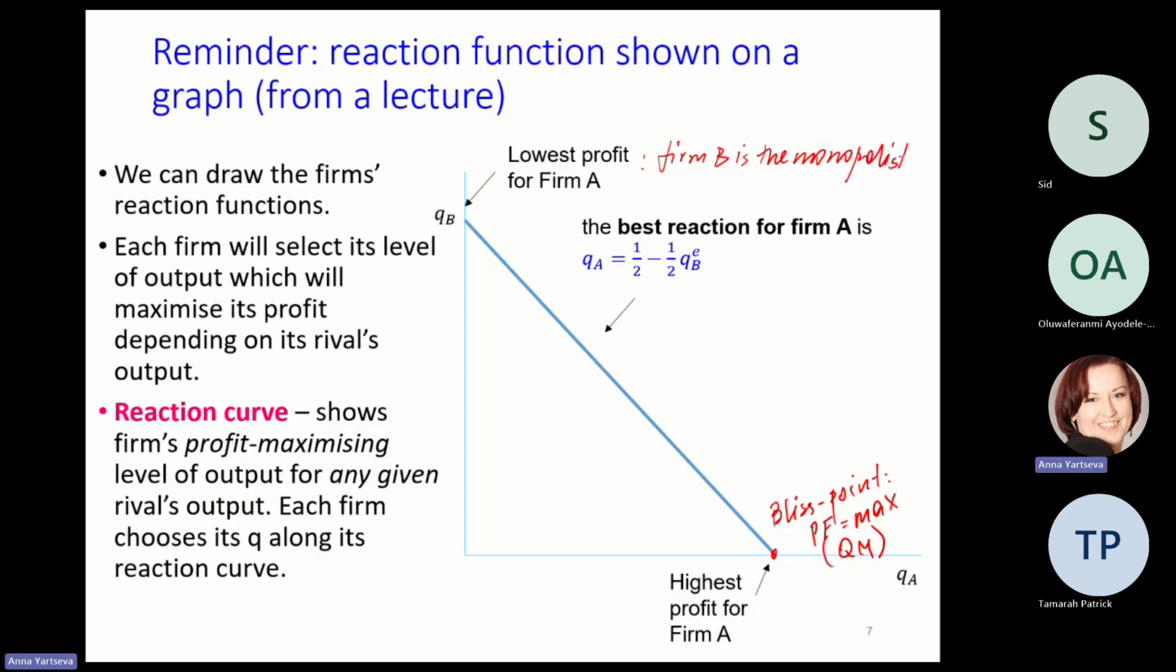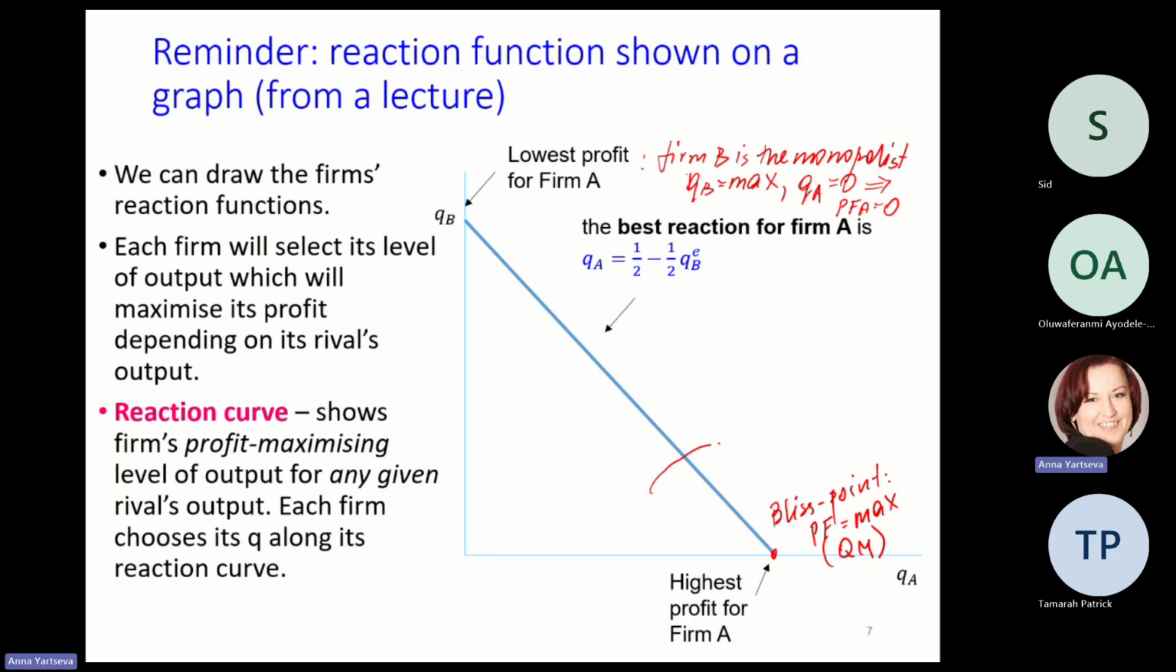They produced all possible output. From B output is maximized. And because they're covering, they're serving the whole market, there is nothing for us to produce. Our output is equal to 0, and therefore our profit for company A is 0 as well. This would be the lowest profit.